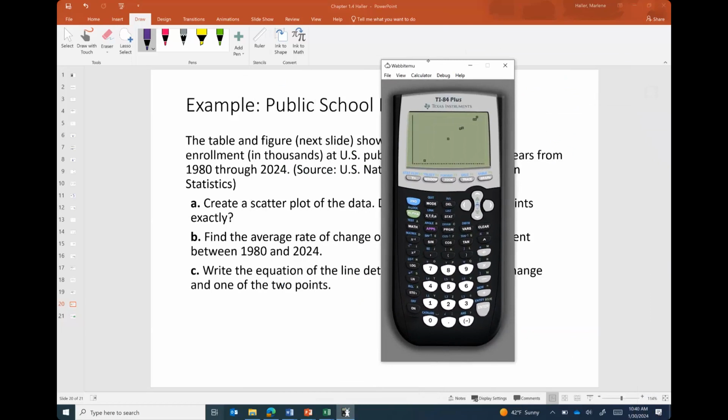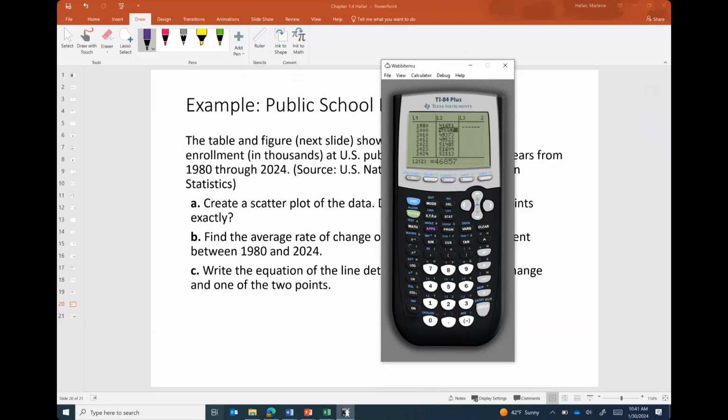Let's see if we can find the average rate of change of the high school enrollment between 1980 and 2024. Well, we could calculate that by hand using that rate of change formula, or let me show you how to do it on the calculator. On the calculator, if I go to stat edit, and if I take out all the values except 1980 and 2024, it'll make a line form. It'll tell me what that's going to be. So let's do it. I'm going to clear out everything but the first and the last because 1980 was the first and 2024 was the last.